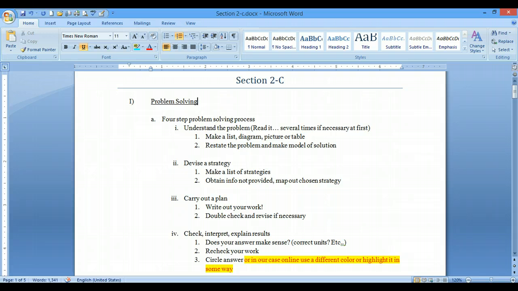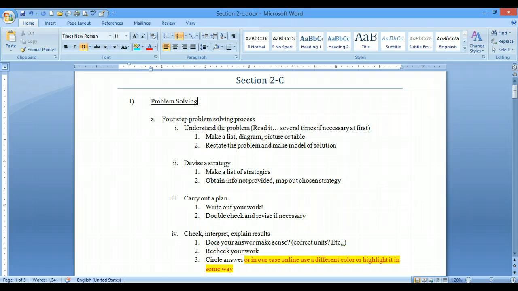You can make a list or a diagram or a picture or a table, whatever helps you visualize what's happening. I'll tell you that my strategy is usually a diagram or a picture. I'm a visual learner, so that works for me. You can also restate the problem and make a model of the solution.